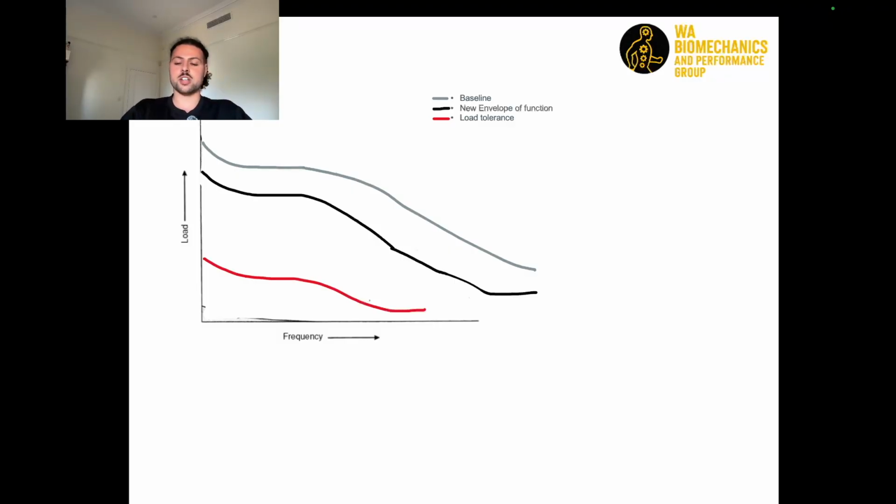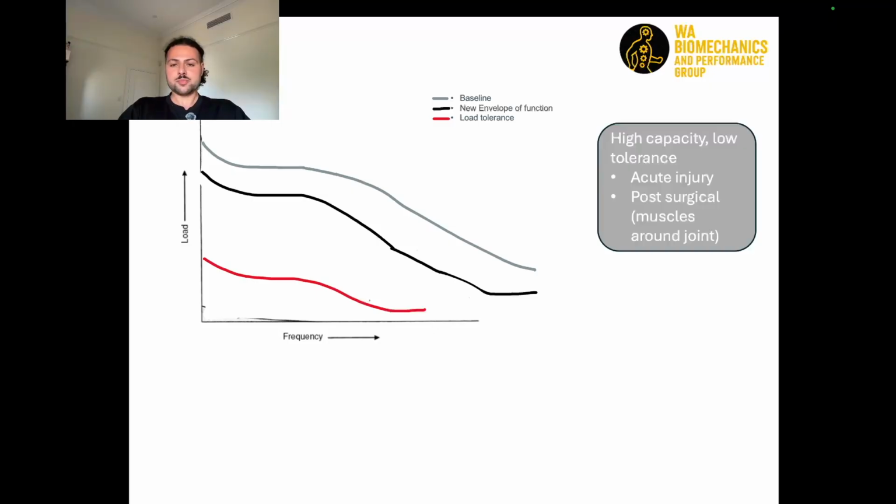So if we're looking here, this person has high capacity and low load tolerance. By high capacity, I mean that their envelope function still remains quite high. It's dropped a little bit, but it's still quite high. But we definitely have super low tolerance, right? There's lots of different probably presentations. I've just given a couple examples here.